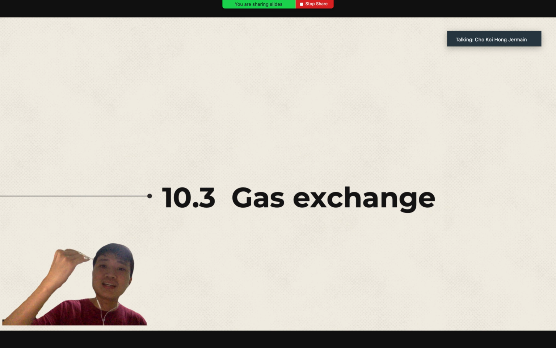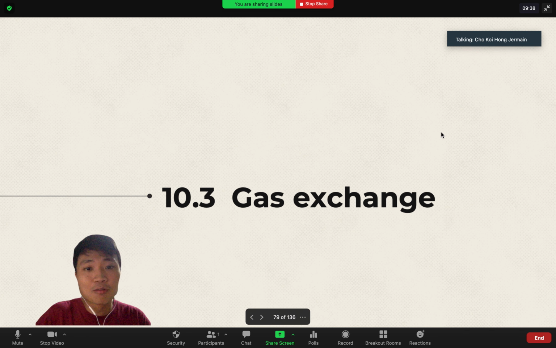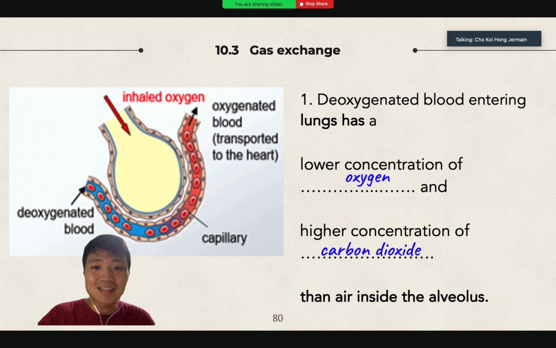Right, nasal cavity, pharynx, larynx, trachea, your bronchus, bronchioli, and then the air ends up at the alveoli. So it's what happens after that, or how do the cells get their oxygen, that kind of question. So first one, deoxygenated blood entering lungs has a lower concentration of oxygen and higher concentration of carbon dioxide than air inside the alveolus.